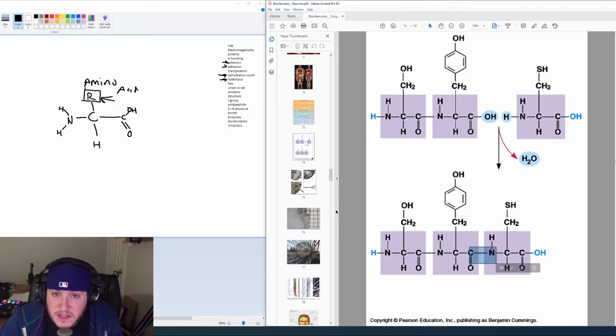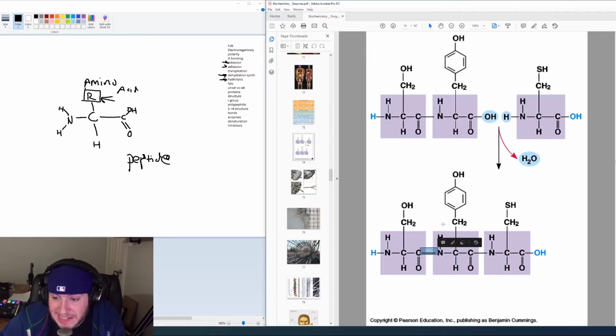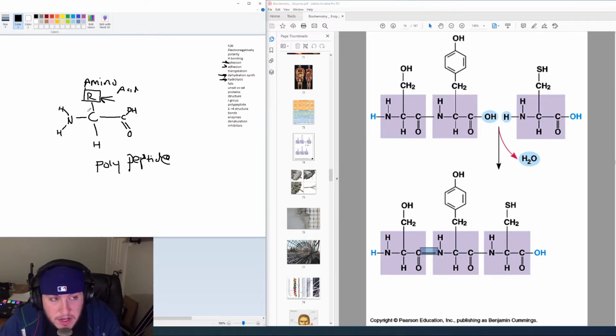Now, this is a special type of covalent bond called a peptide bond. It's just a covalent bond, but specifically for proteins. So when we have multiple amino acids that are bound together, that's what we call a polypeptide.